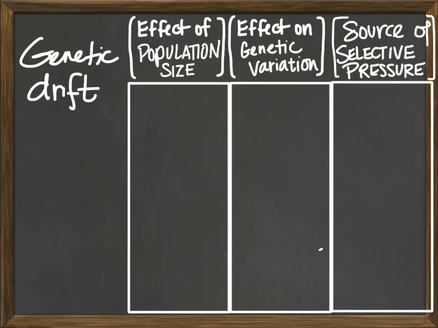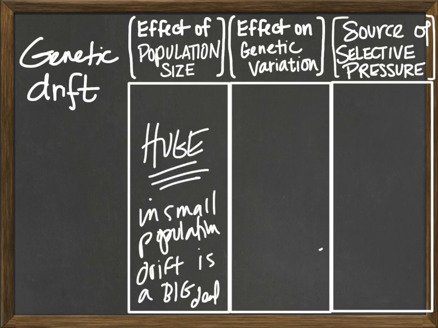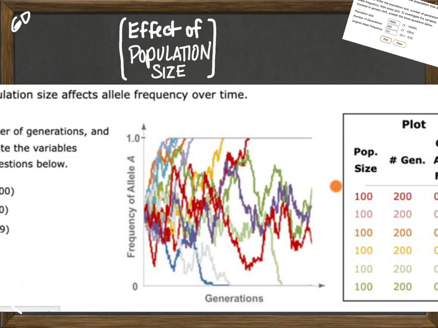So now let's talk about genetic drift. And you'll remember that genetic drift is the effect of random chance on allele frequencies. So is there an effect? Does genetic drift behave differently in different size populations? Oh yeah, the effect of population size with regard to genetic drift is enormous. As a matter of fact, in small populations, genetic drift is a big deal. And of course, you saw this with the simulator. We'll talk more about it later.